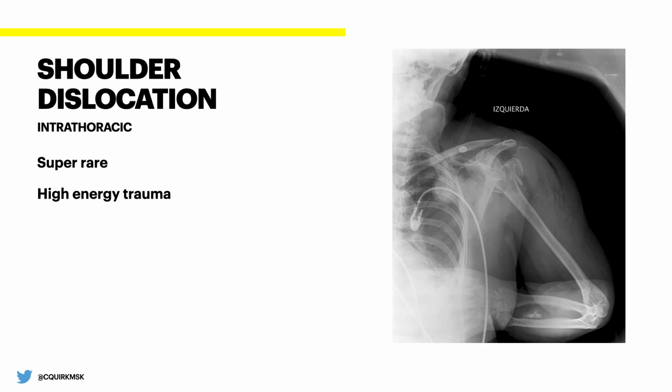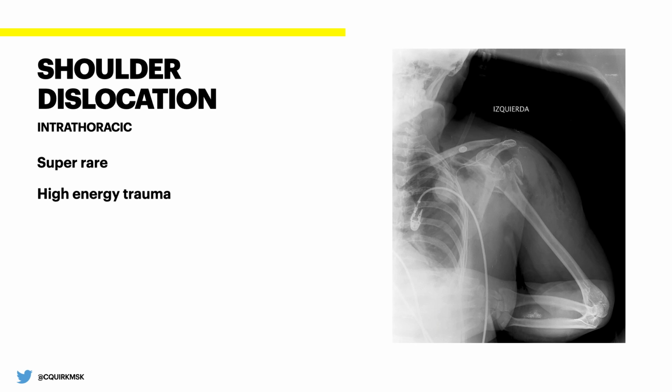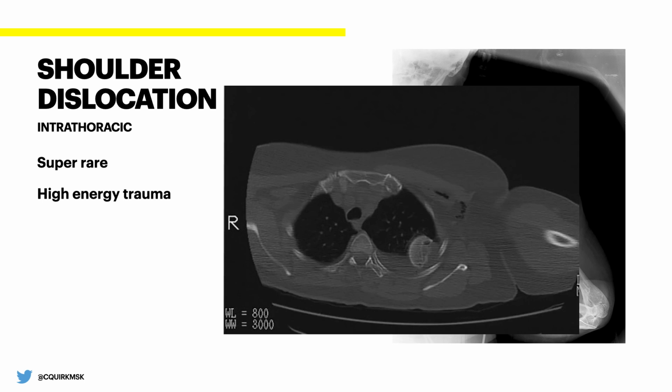And then the last form of shoulder dislocation is actually something called an intrathoracic dislocation. Super rare. There's only maybe 20 to 50 cases ever reported. But this is usually a high energy trauma like a car accident or motorcycle. But you can see in this case, they had a proximal humerus fracture. There's a bony opacity within the left hemithorax here. They had a CT done, and here's their humeral head sitting inside the chest.